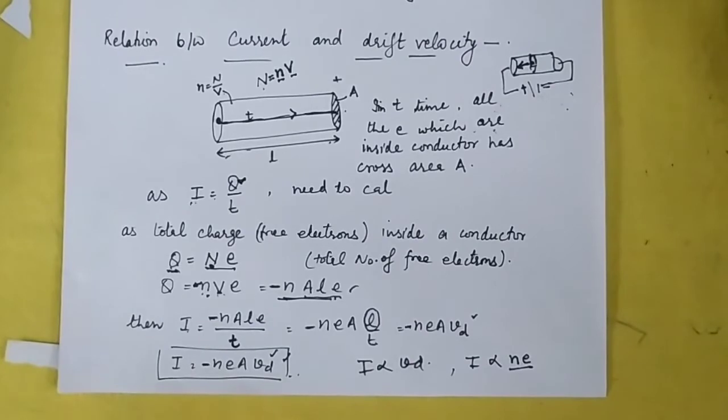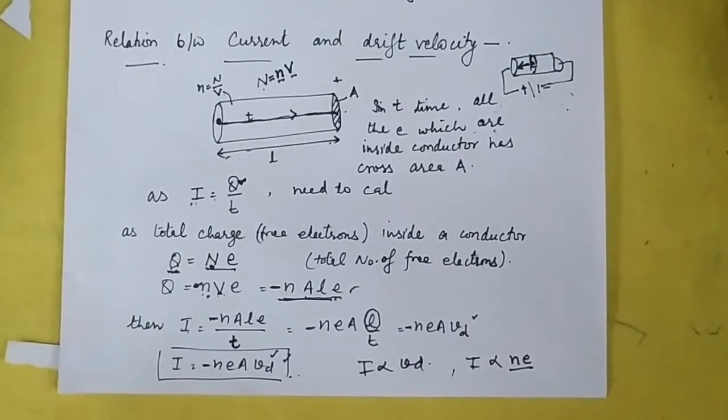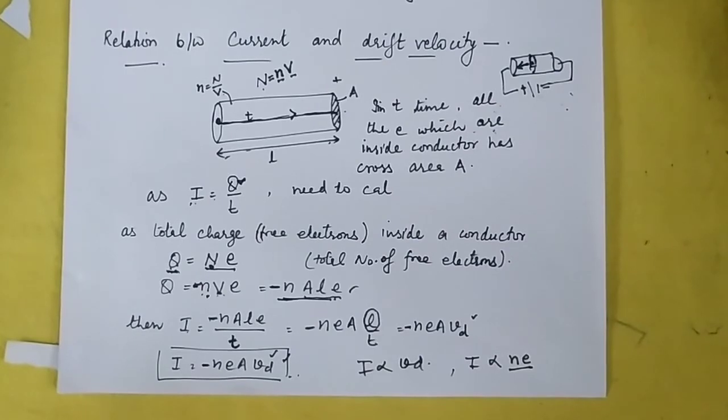From here you can see that the current depends upon the drift velocity and the number of free electrons. It also depends upon the area of cross section. So from here you can say that if any one of these quantities changes, your current will also change.